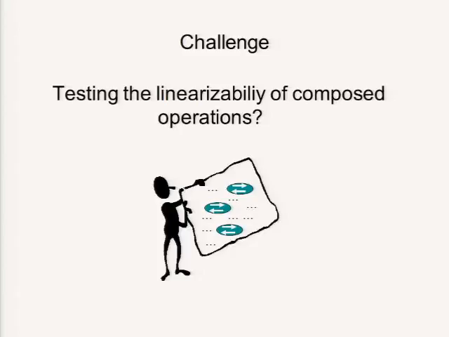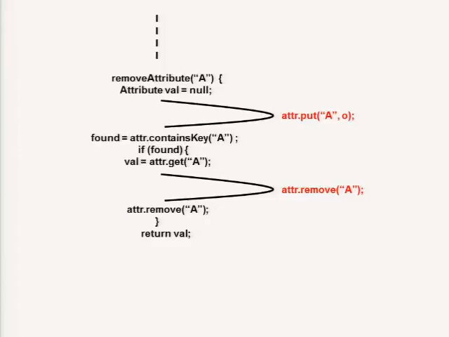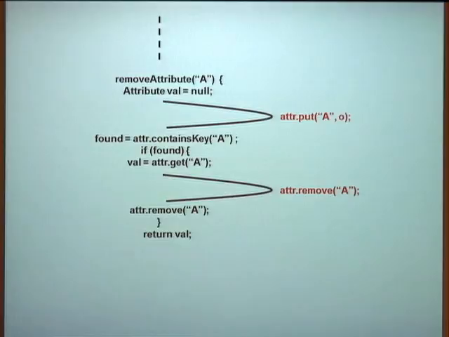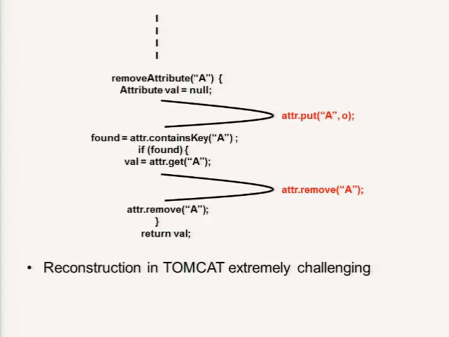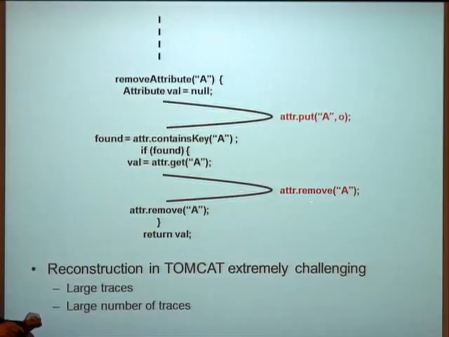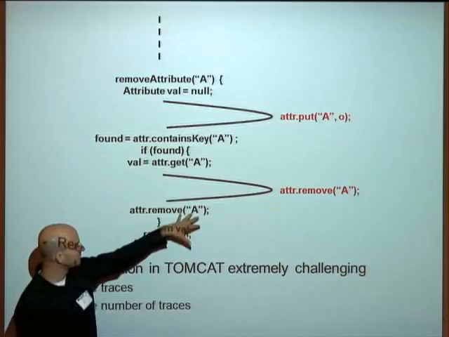Okay, so what we want to do is test the linearizability of this composite operation. Looking at this trace, as we saw before, it is very easy to understand why we have a violation. However, reconstructing this in Tomcat is extremely challenging. Tomcat is a huge program. We have a large number of traces. And this violation occurs only because we have this remove operation that works on the key A and occurs between this get operation and this remove operation that works on the same key. We read the value here, and before we remove it, someone else came and removed it.